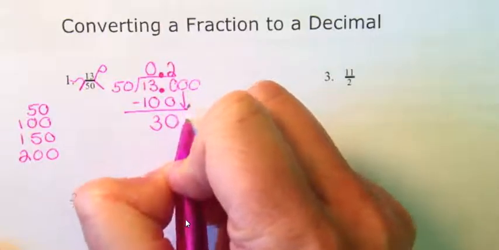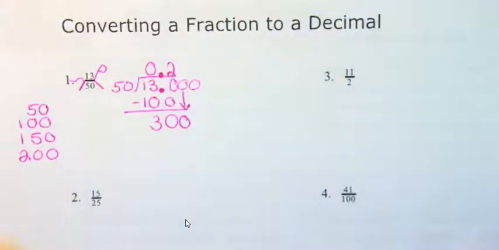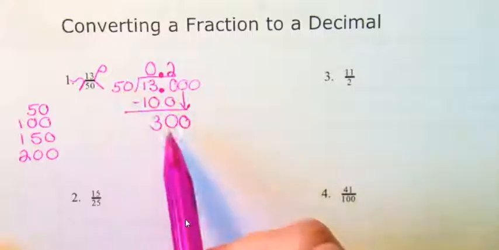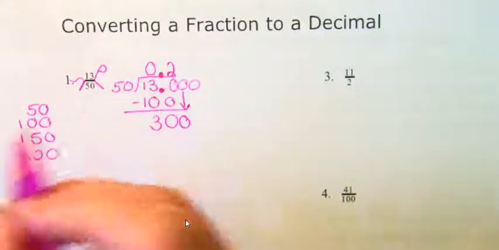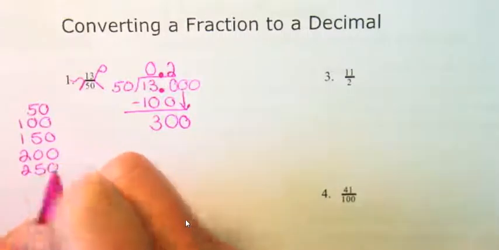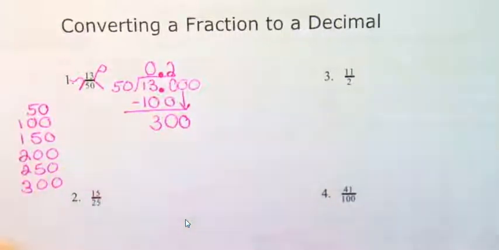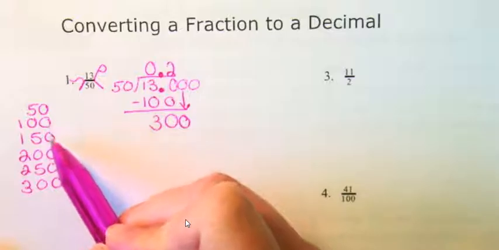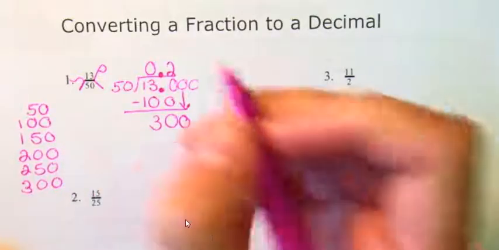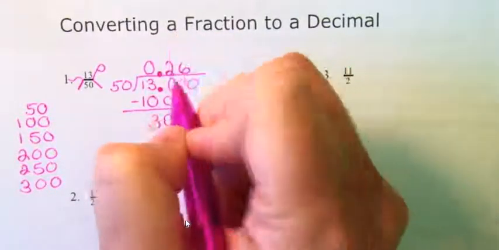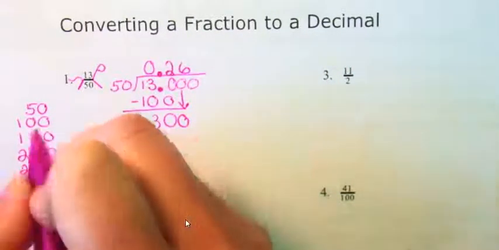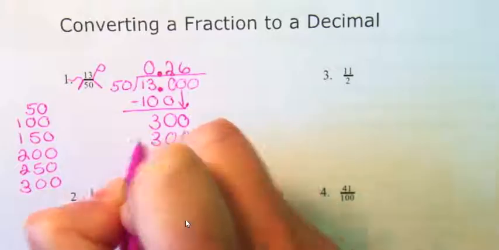And we bring down a 0. So now I think, how many times can 50 go into 300? Well, 50, 100, 150, 200, 250. Oh, we hit our magic number. 1, 2, 3, 4, 5, 6. So 6 groups can go into 300. So 6 times 50 we know is 300.